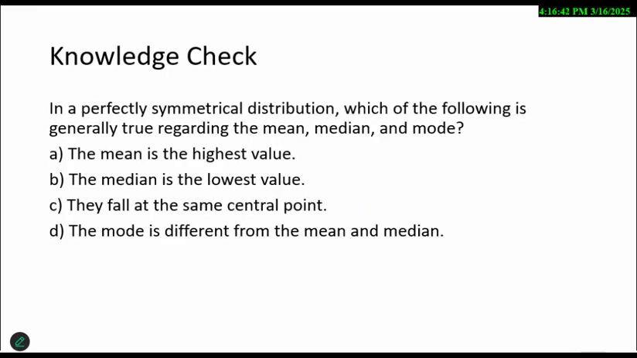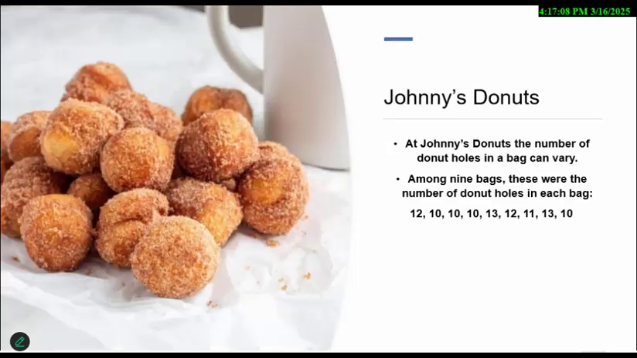In a perfectly symmetrical distribution, which is generally true regarding the mean, median, and mode? The mean is the highest value. The median is the lowest value. They all fall at the same central point. The mode is different from the mean and median. Remember, perfectly symmetrical. They're all going to generally be right around the same point, which is the mean.